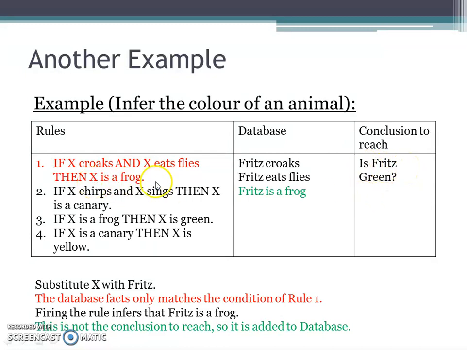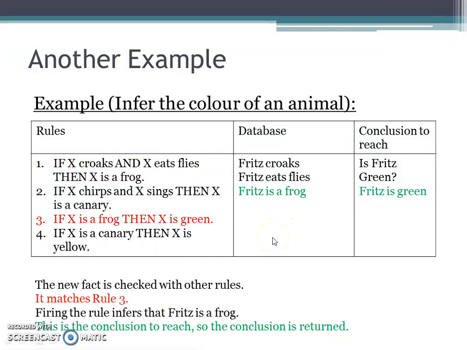Because this is not the fact that we are looking for, we are going to put it in the database, and we want to continue to check the rules again using the newly found facts. So this green color statement says that this is not a conclusion to reach, so we want to add it to the database. Now what happens next? We continue. Again we take these new facts and check them against the rules again, and we realize that this time it is the third rule, rule 3, that matches the new facts.